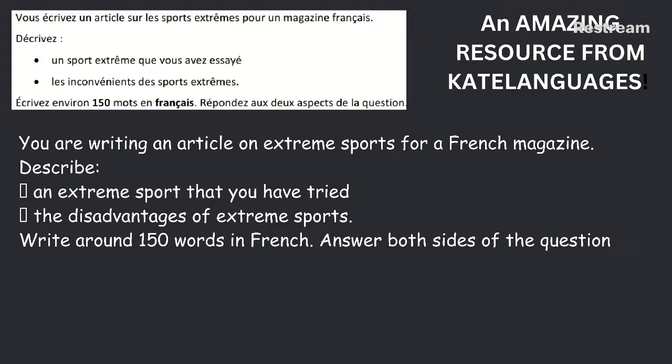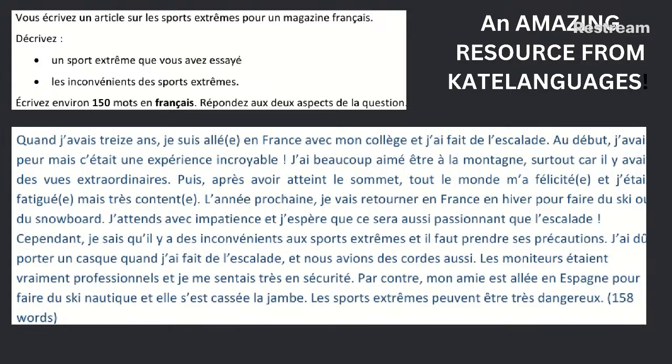Okay. So let's go through the model answer then. So what we'll do is we'll read it, and then we'll look at the translation, and then we'll look at some key points from that. Okay. So, quand j'avais 13 ans, je suis allée en France avec mon collège et j'ai fait de l'escalade. Au début, j'avais peur, mais c'était une expérience incroyable.